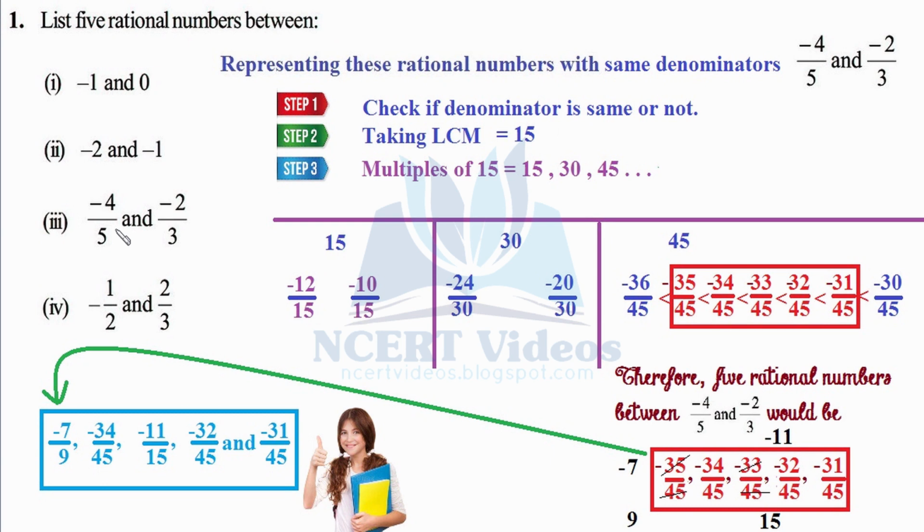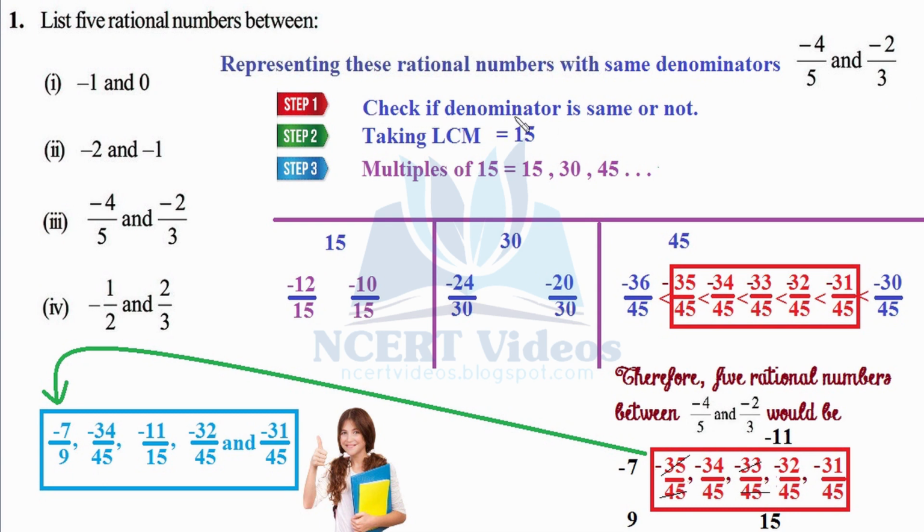Third part, minus 4 over 5 and minus 2 over 3. Now here this question is a bit different. Here we are already given the denominators. We cannot assume the denominator to be anything. So representing these rational numbers with the same denominators as they are, that is minus 4 over 5 and minus 2 over 3, now we have to follow some steps.